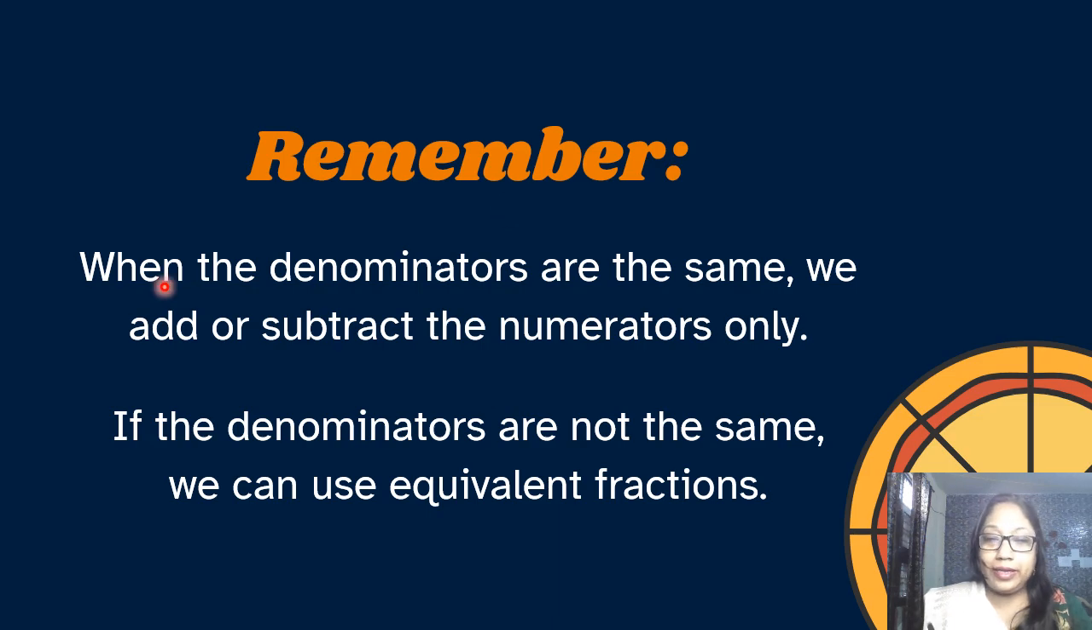Remember few points. When denominators are same, we add or subtract the numerators only. That means only change will be in the numerators part, in the top part. If the denominators are not same, we can use equivalent fractions. That means जब डिनोमिनेटर सेम नहीं होंगे, दैट मीन्स अनलाइक फ्रैक्शंस होंगे. So before doing addition or subtraction of the fractions, we will convert them into equivalent fractions, like fractions. Okay.